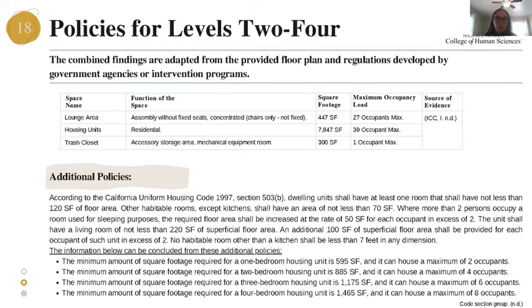One-bedroom housing units must contain a minimum of 595 square feet and can house a maximum of 2 occupants. Two-bedroom housing units must contain a minimum of 885 square feet and can house a maximum of 4 occupants. Three-bedroom housing units must contain a minimum of 1,175 square feet and can house a maximum of 6 occupants. And lastly, four-bedroom housing units must contain a minimum of 1,465 square feet and can house a maximum of 8 occupants.